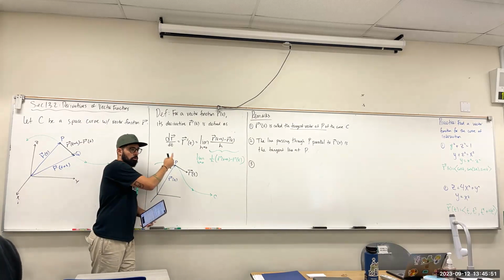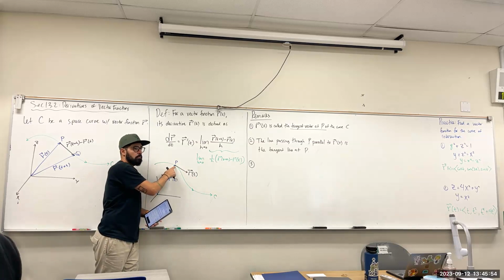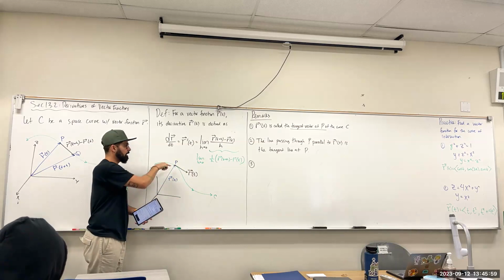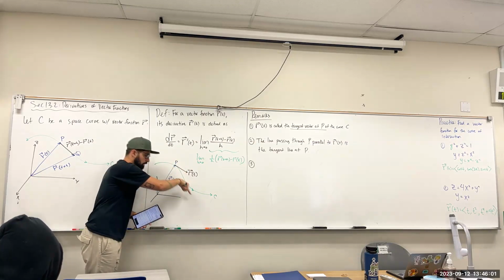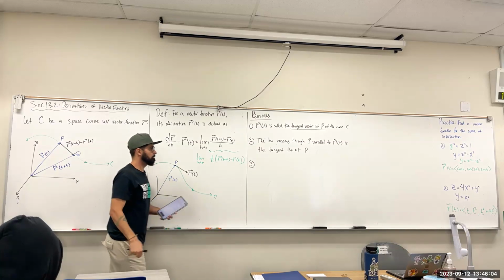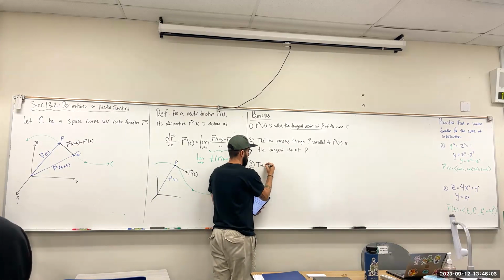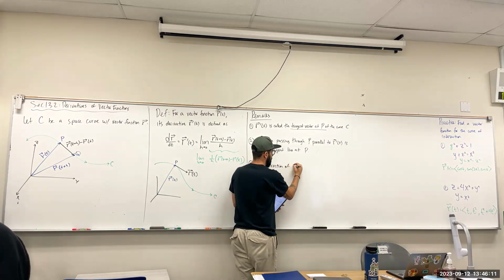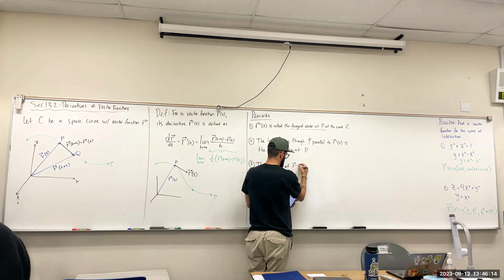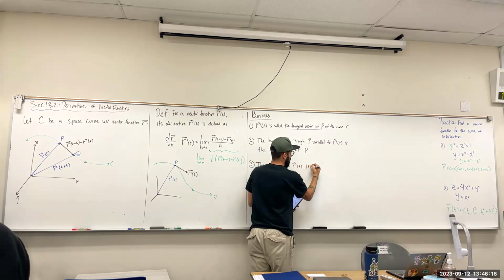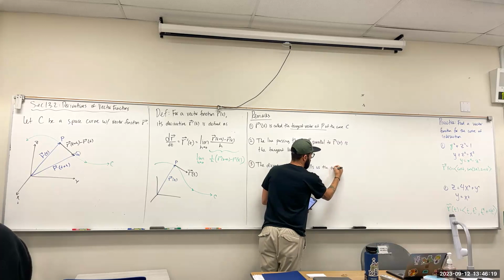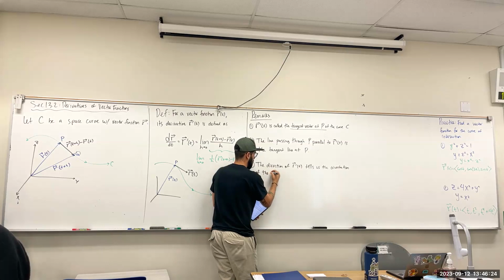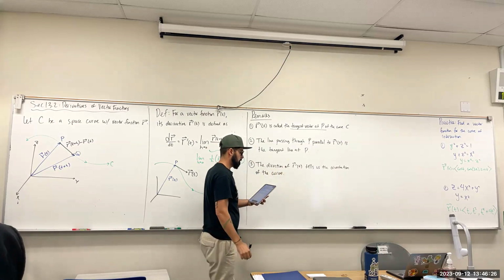If C is a roller coaster and you're sitting down right here, R prime tells you the direction in which you're looking. It says I'm sitting looking this way and the roller coaster is going in this direction. So the direction of R prime tells us the orientation of the curve. It's telling you which way you're moving through that.